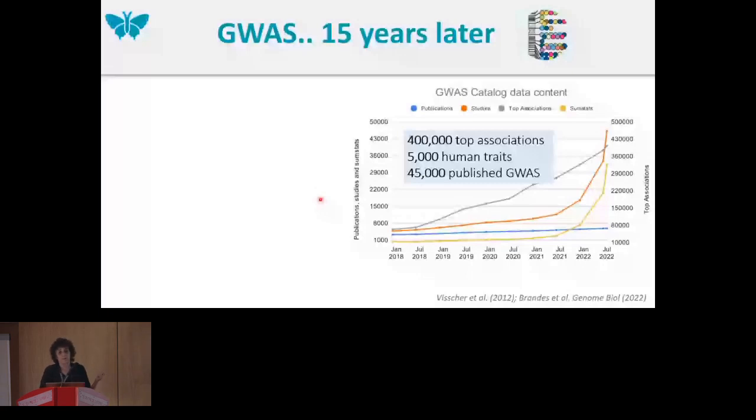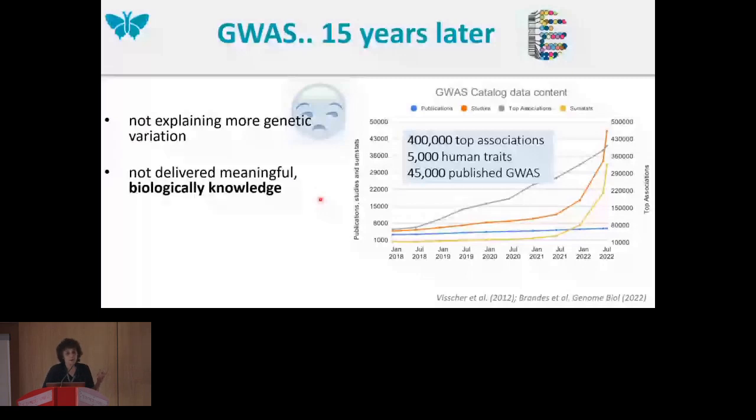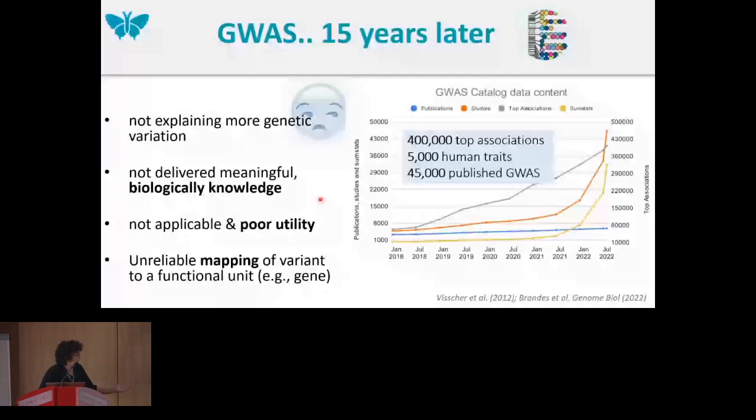However, it's very disappointing in a general statement. Why? Because we cannot explain much of the genetic variation. It's not delivered. So biological knowledge was in general very poor, and the utility is poor. I mean, what can you do with it? And there is another substantial issue. The mapping from variant to functional unit to gene is very unreliable.